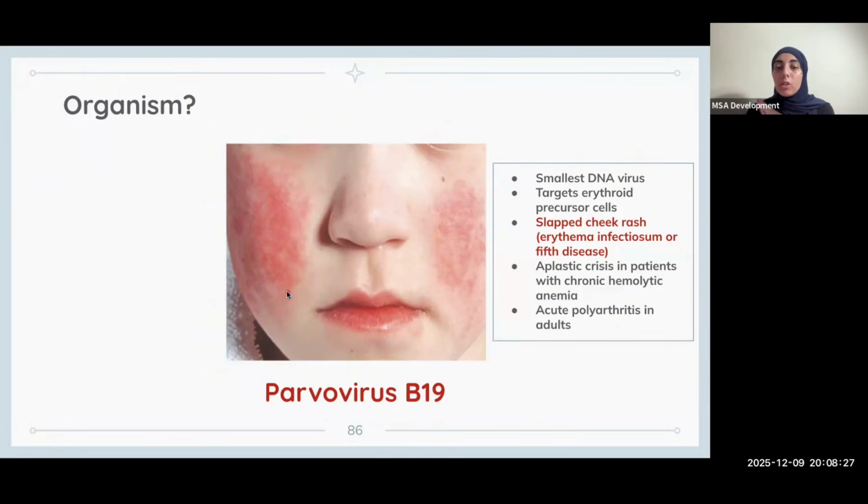So slapped cheek equals parvovirus B19. And this is a DNA virus, and it's the smallest DNA virus. The target of the virus is erythroid precursor cells.